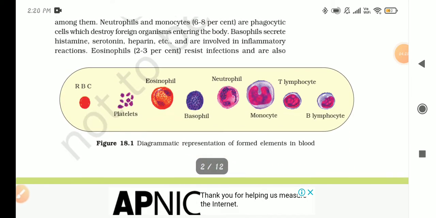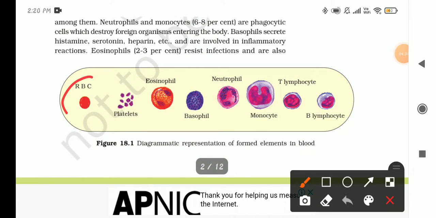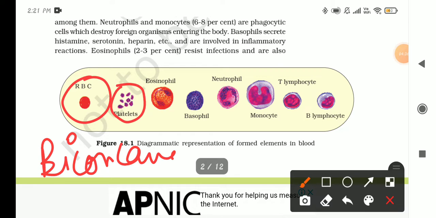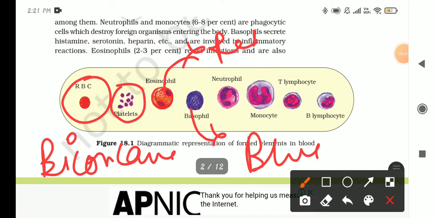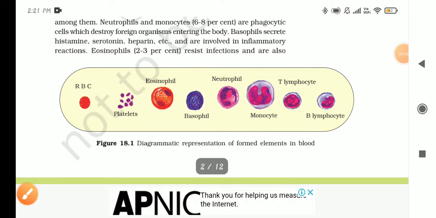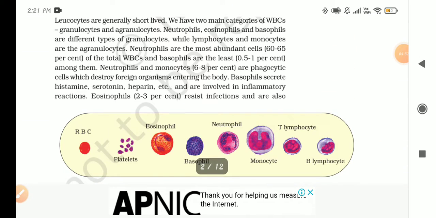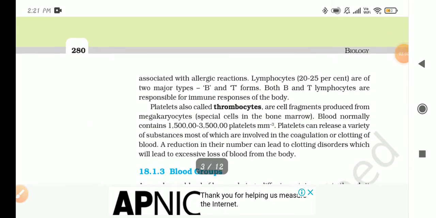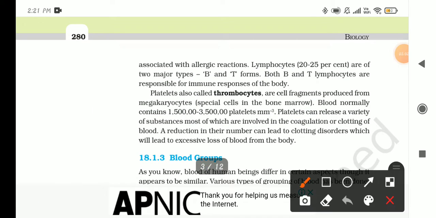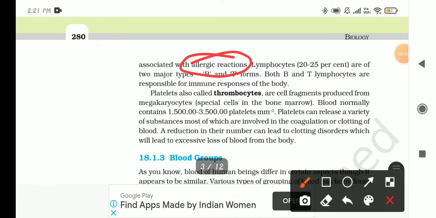This is how they look. RBCs look biconcave in shape, right? And there's a platelet. You can learn eosinophils by the fact that they are acidic, so they will look red in color. Basophils are basic, so they will look dark blue or a little purple. Eosinophils resist infection and are also associated with allergic reactions.